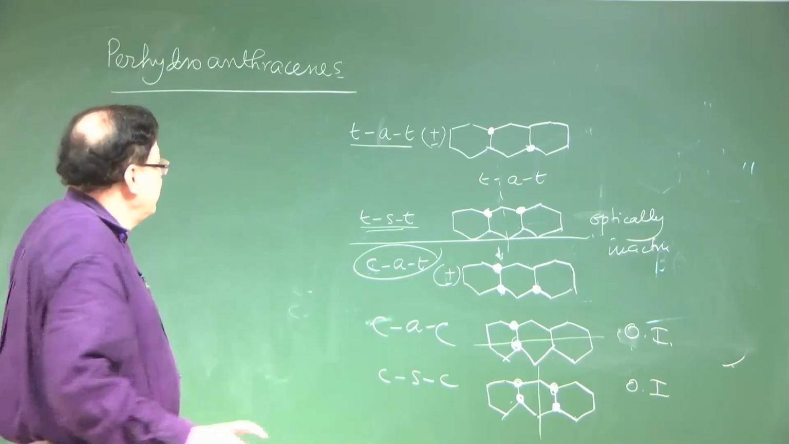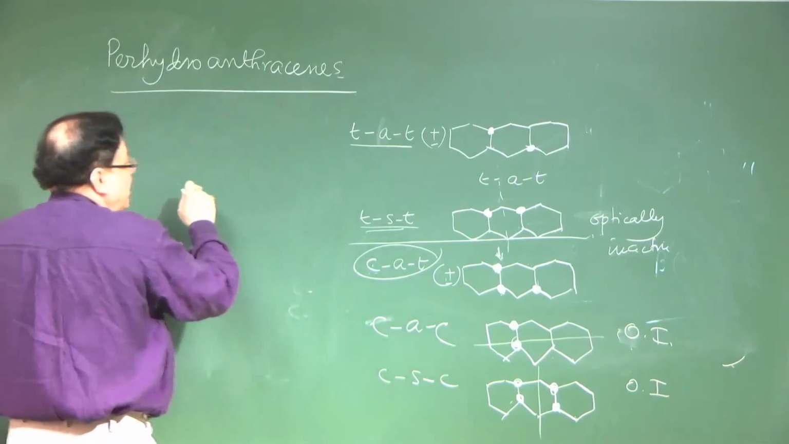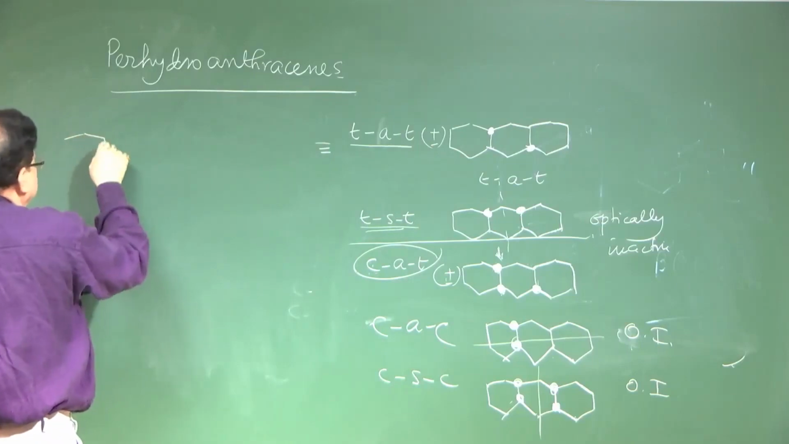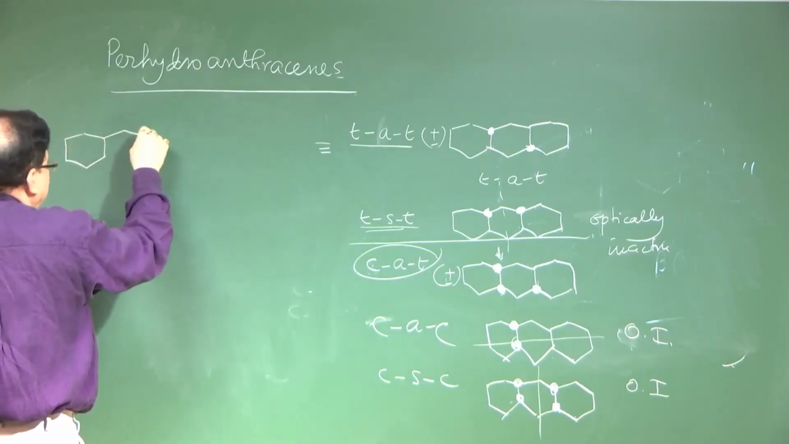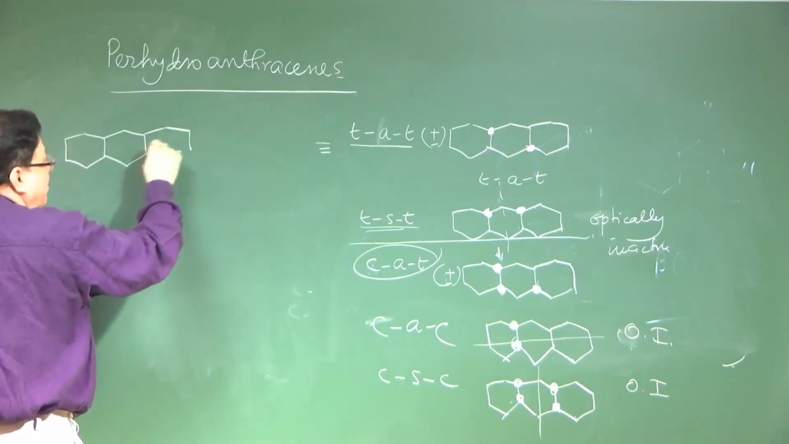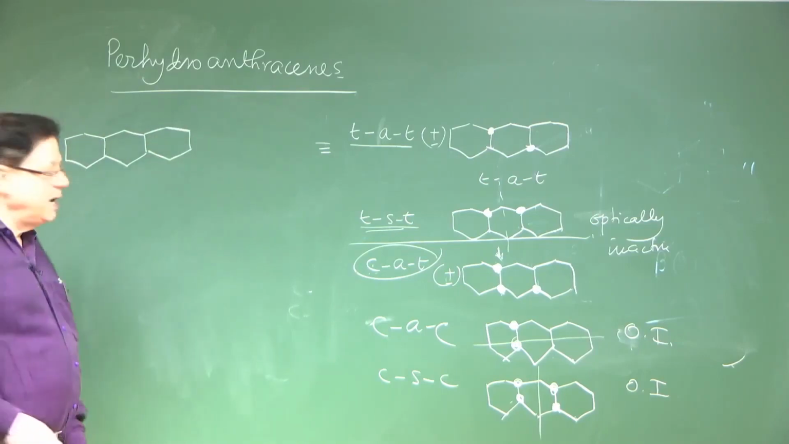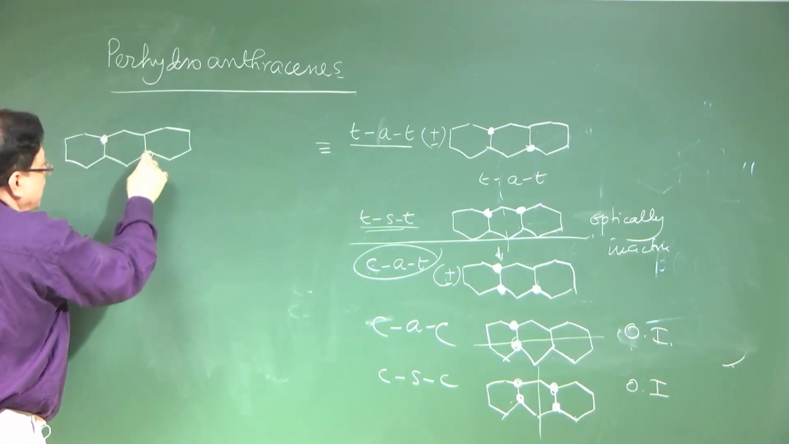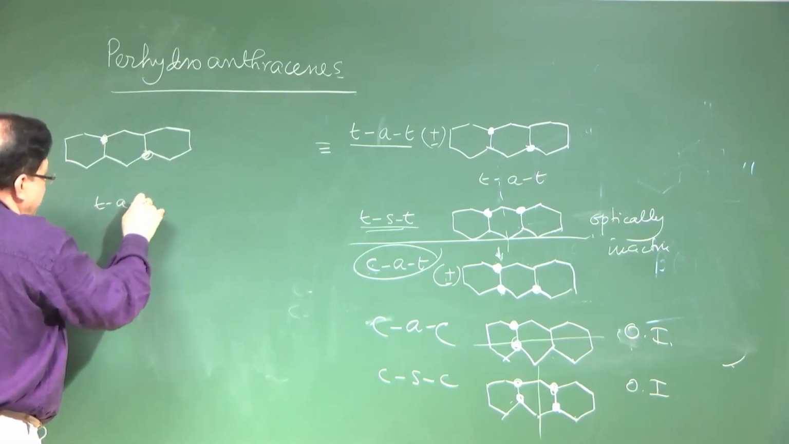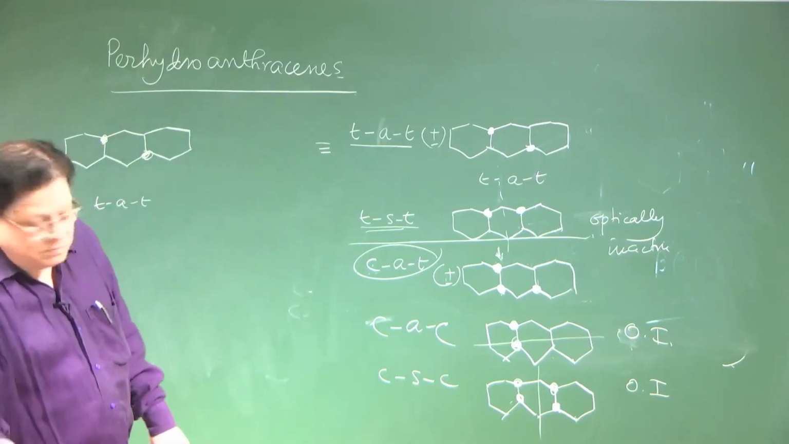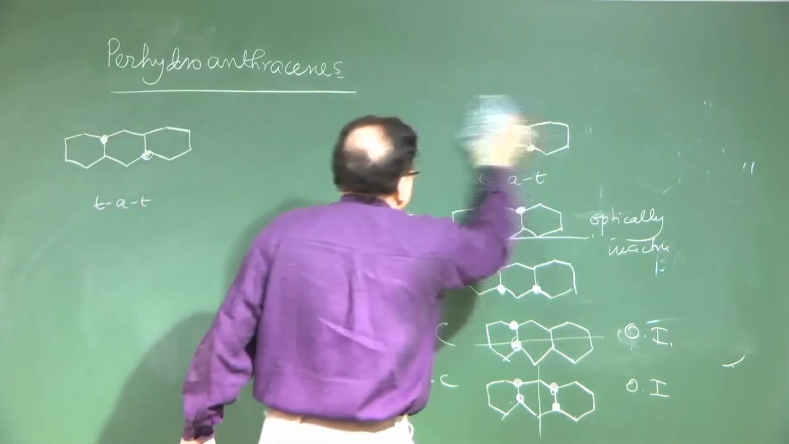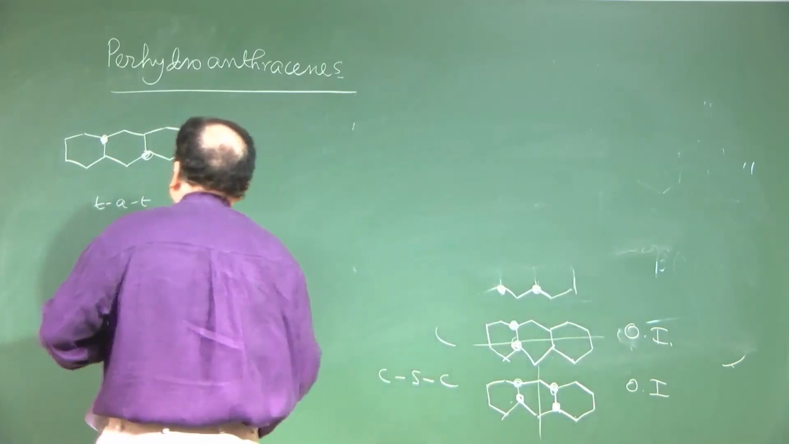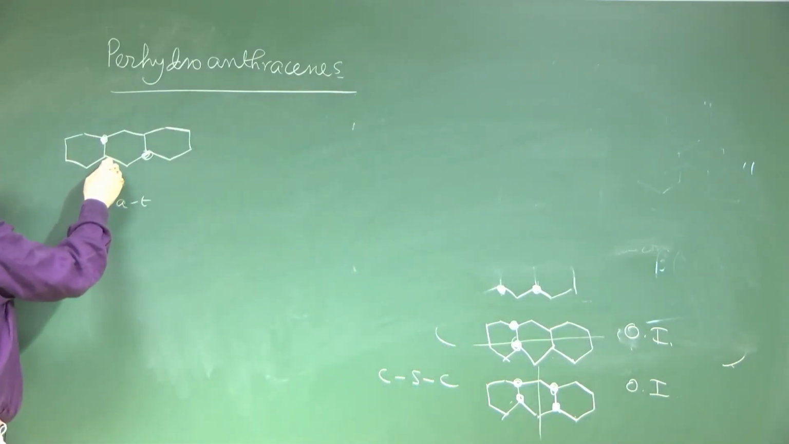So, let us take the TAT. Okay. So, TAT, if I want to draw this, where is my starting point? My starting point is that I have to assign the axial equatorial nature of the hydrogens, okay? The axial equatorial nature. So, this is your TAT. Let me erase this part so that I get enough space. So, this is your TAT, and so the hydrogen here is alpha.